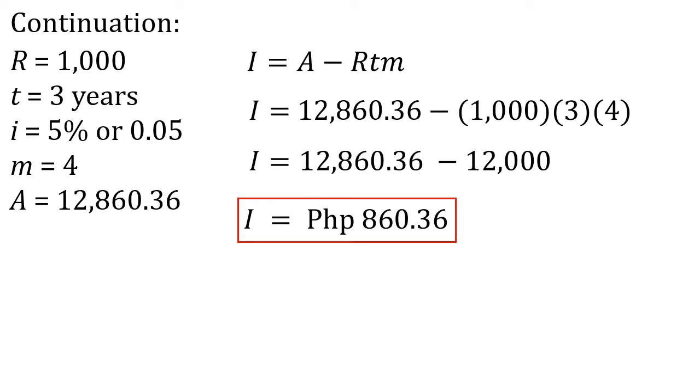Take note of this formula for interest, okay? I equals A minus RTM for future value of ordinary annuity.